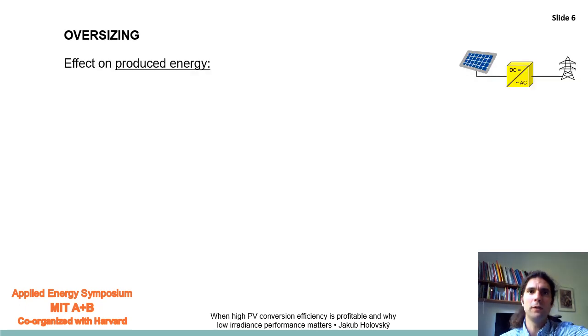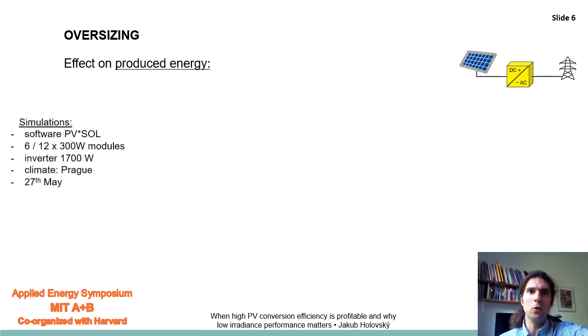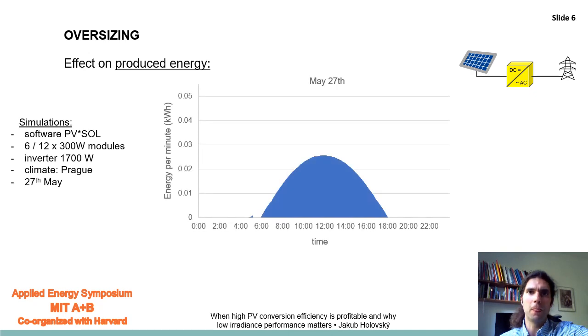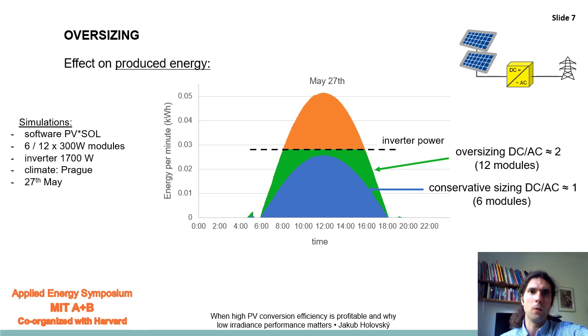We also wanted to investigate the effect of oversizing by simulations in software PV-Sol. We look at a perfectly sunny day. We see that the power never reaches the limit of inverter for conservative sizing. When we go for oversizing value around 2, the power is clipped by the inverter limit. This clipping produces an oversizing loss that is economically as high as module cost.